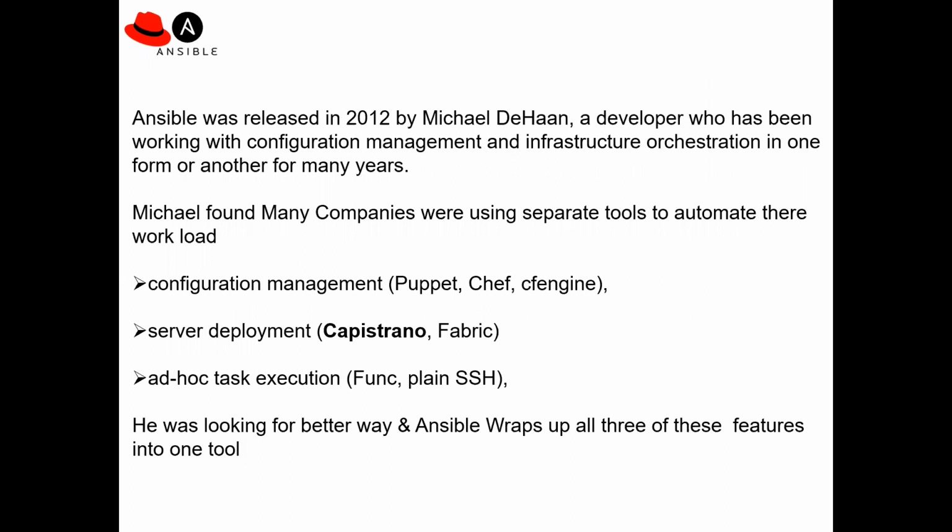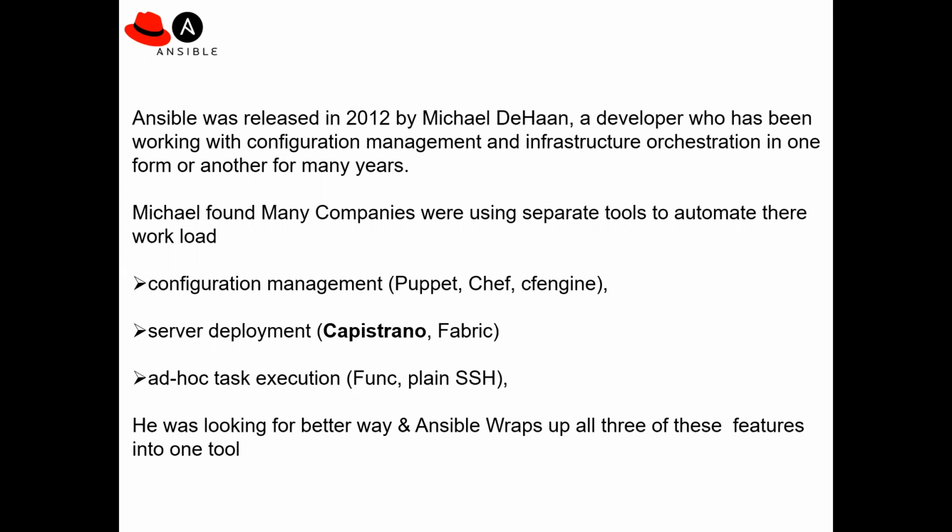Michael found many companies were using separate tools for automating their workload. Take the example of configuration management: they use something called Puppet, Chef, CFEngine. For server deployments, they use something called Capistrano and Fabric. And we used to use a lot of ad hoc commands. Ad hoc is nothing but quick: you connect using SSH and try to run plain commands or a script. This is what we have, right? Okay.